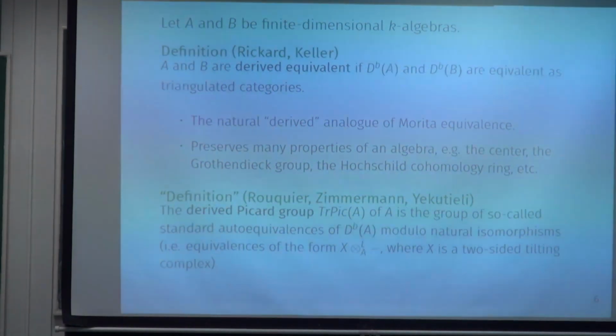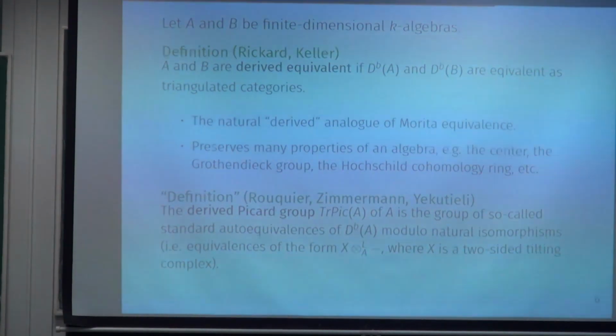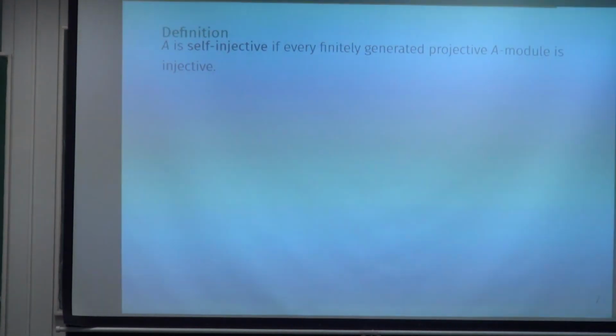These groups are very hard to compute. The complete descriptions have been obtained only in a few cases, unlike the classical Picard group. Now, what is a self-injective algebra? We say that A is self-injective if every finitely generated projective module over it is injective, or equivalently that A is injective over itself as a module over itself.